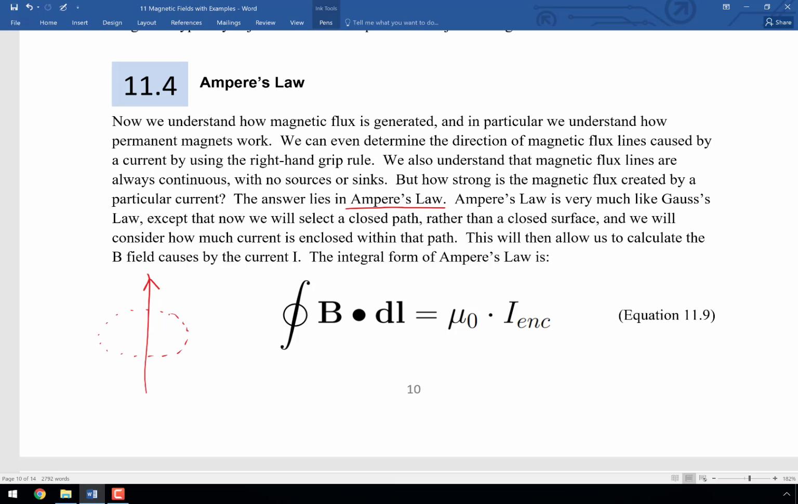It's really hard to represent this, but it's two-dimensional. Think of it as like a dinner plate, and the current is passing through the middle of the dinner plate. So that's like the point at which it penetrates through the dinner plate.